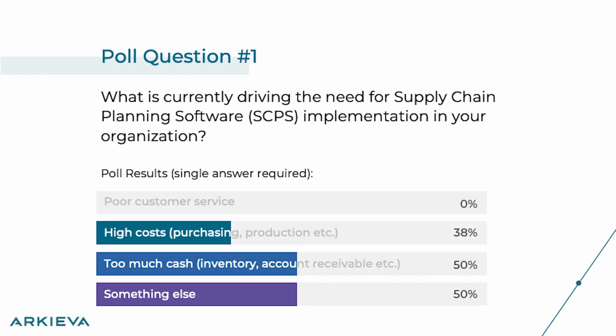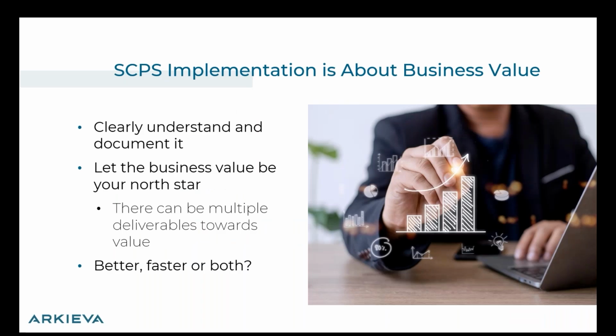All right, so with 75% or so people voting here, it seems we have a lot of emphasis on too much cash stuck in inventory and accounts receivable, and roughly equivalent are saying something else. I would be curious to learn what that something else is, but that's for some other time. So let's keep rolling. Supply chain planning solution implementation is all about business value.